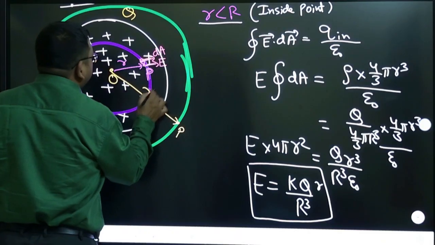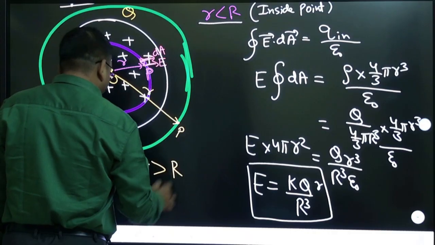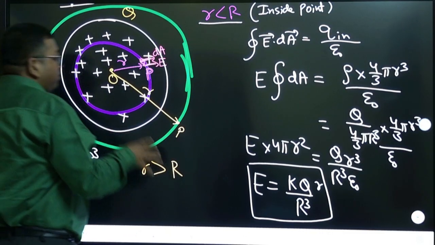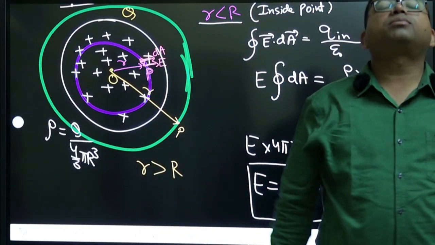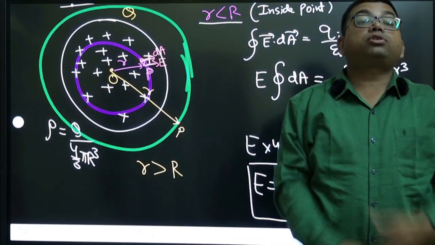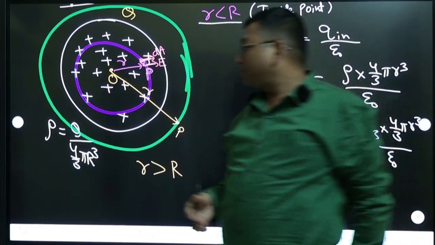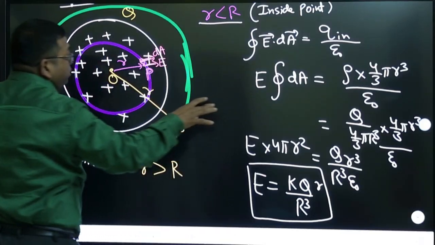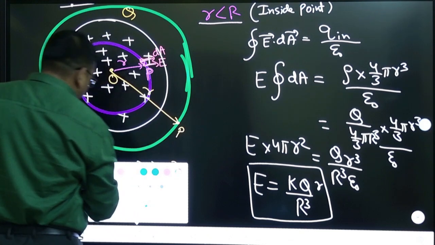This radius is r. Now you are doing the same calculation for r greater than capital R. The only difference is that the charge inside will be the total charge of this sphere, because the Gaussian surface is outside the distribution of charge. So it will include the entire charge, right? You don't have to calculate the charge inside. So do that calculation. What do you get?